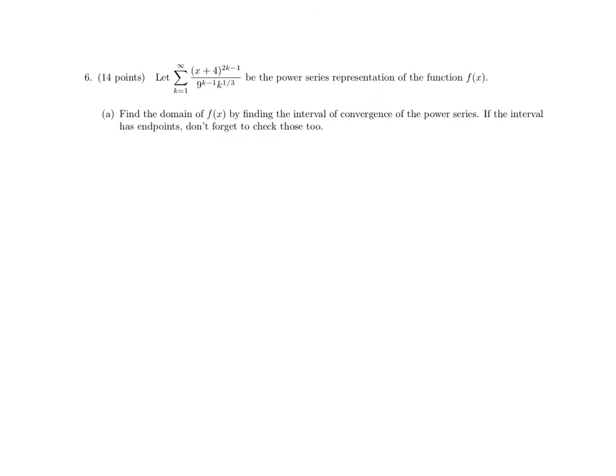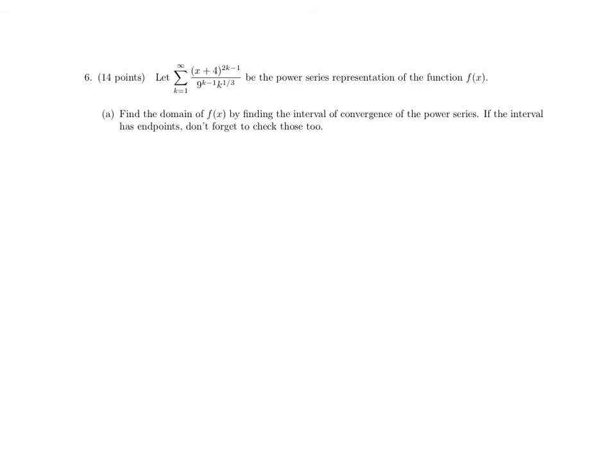This is a nice, straightforward, find the interval of convergence of a given power series. So here we're given a power series that says find the interval of convergence of the power series. If the interval has endpoints, don't forget to check those too. Of course, in order to first find the radius of convergence, we need to use the ratio test. What do we look like and what is the result here?